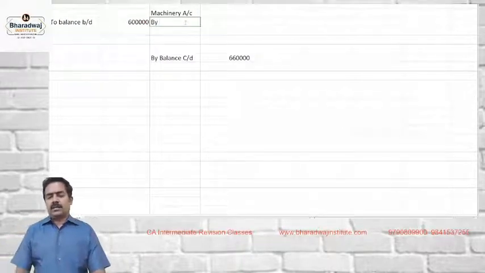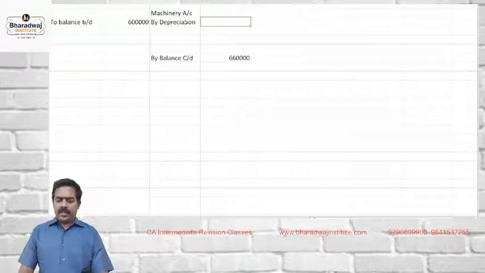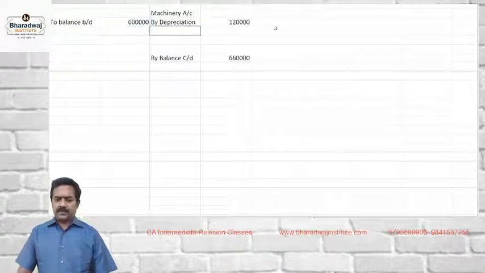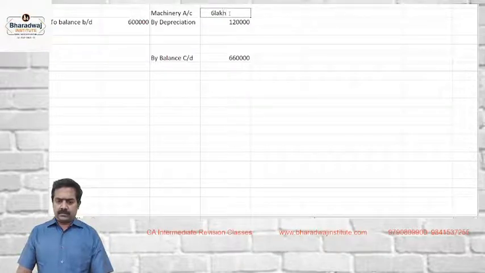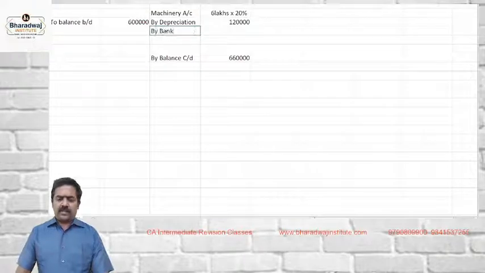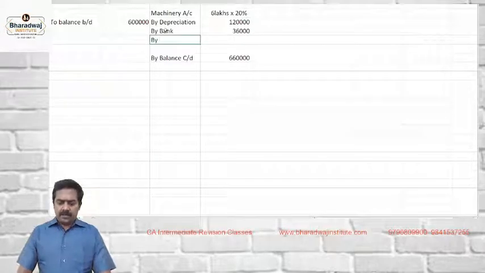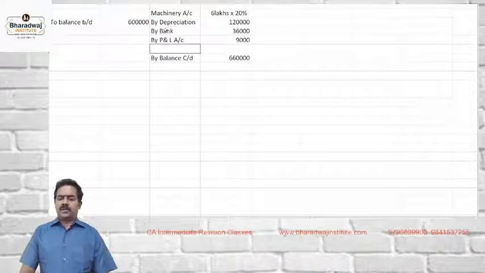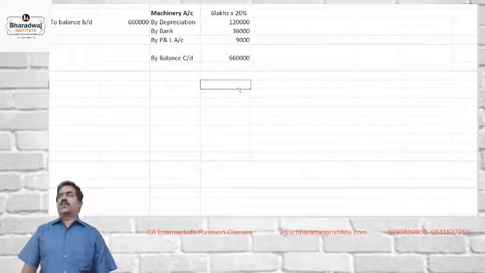By depreciation, 20% on the opening balance. 6 lakhs into 20%. Depreciation. Then by bank, what is the sale price? 36,000. By P&L account, loss on sale how much? 9,000. No need of maintaining accumulated depreciation account because there is no accumulated depreciation.